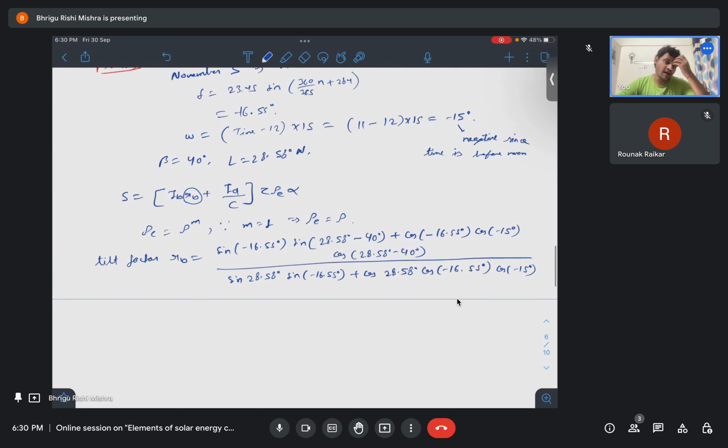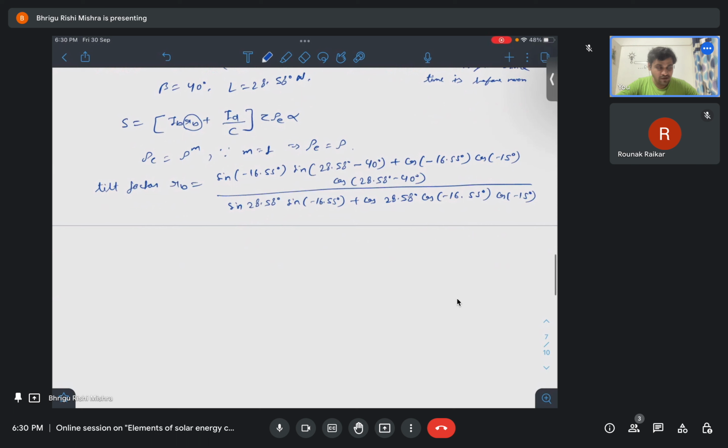If you remember, we had discussed that in some textbooks omega is considered positive in the morning and negative in the afternoon. Okay, but that does not change the value of this tilt factor, as omega comes with cos, and cos of minus theta is cos theta.